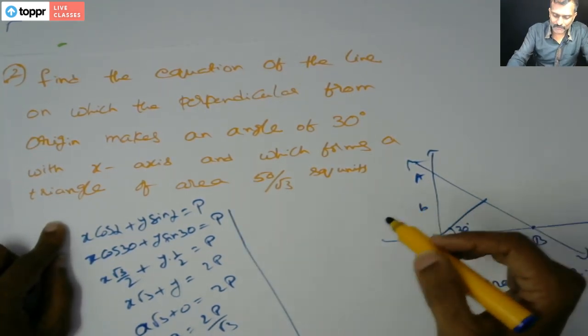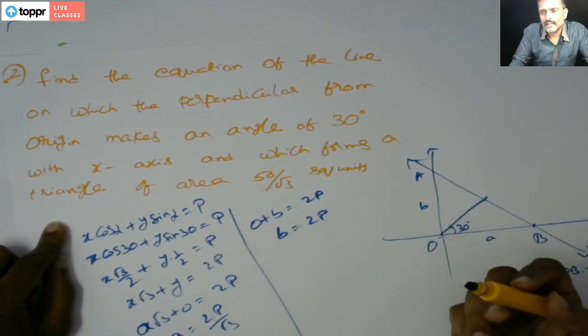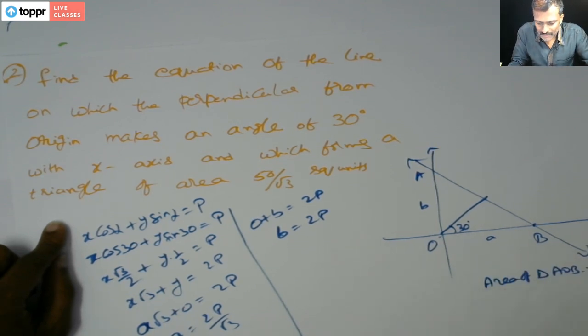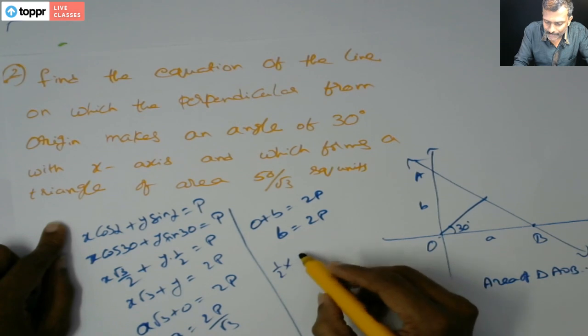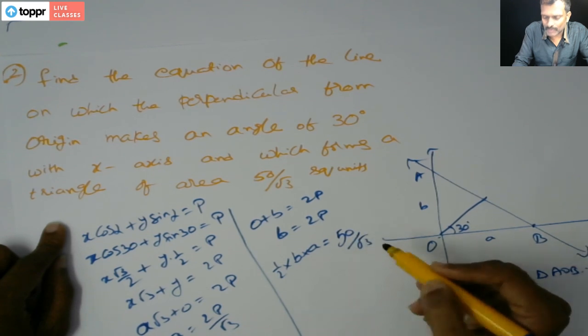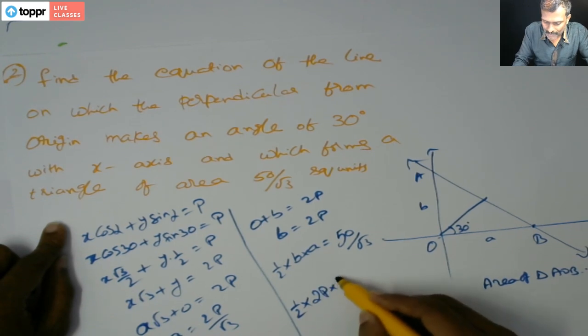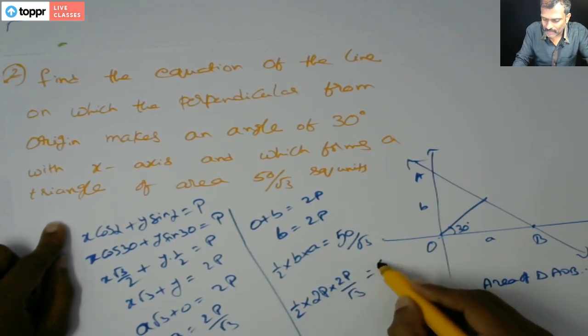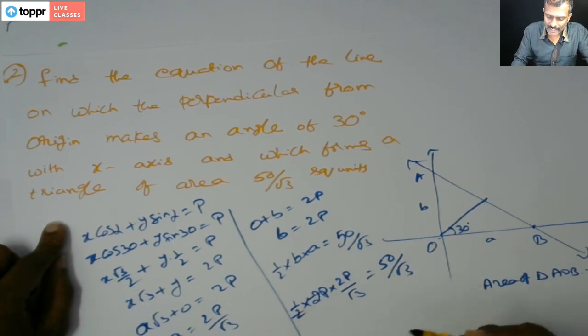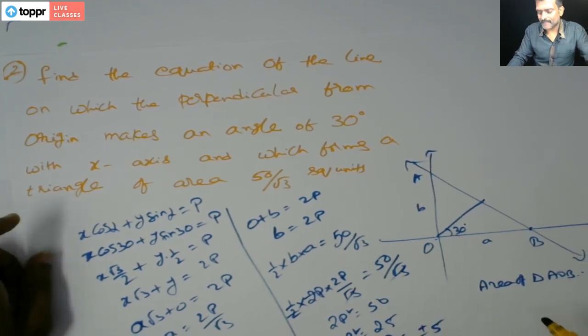Then if I want the value of b, then 0 plus b is equal to 2p, so the value of b is simply 2p, right? Then area half into b into a is equal to 50 by root 3, which is given to us. So half times b, which is 2p, times a, which is 2p by root 3, is equal to 50 by root 3. So you can cancel the 2 and the root 3 on both sides. So 2p square is equal to 50. P square is 25. So p is equal to plus or minus 5.